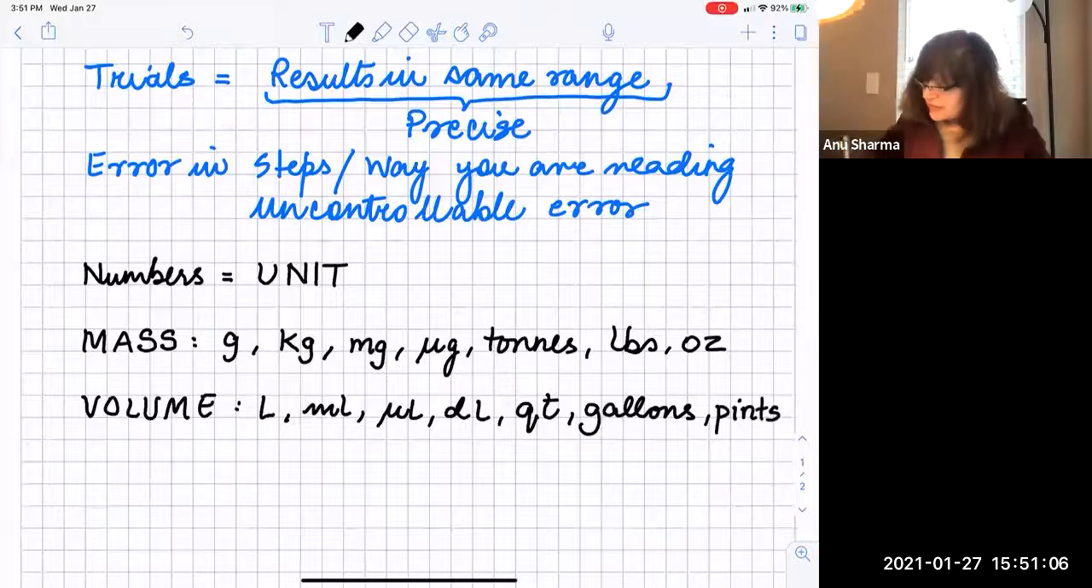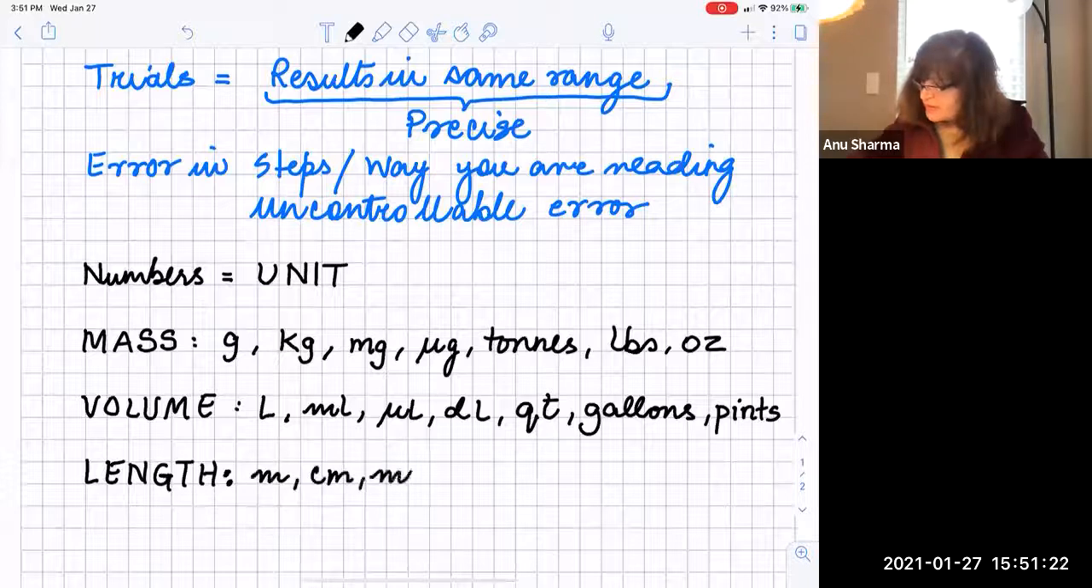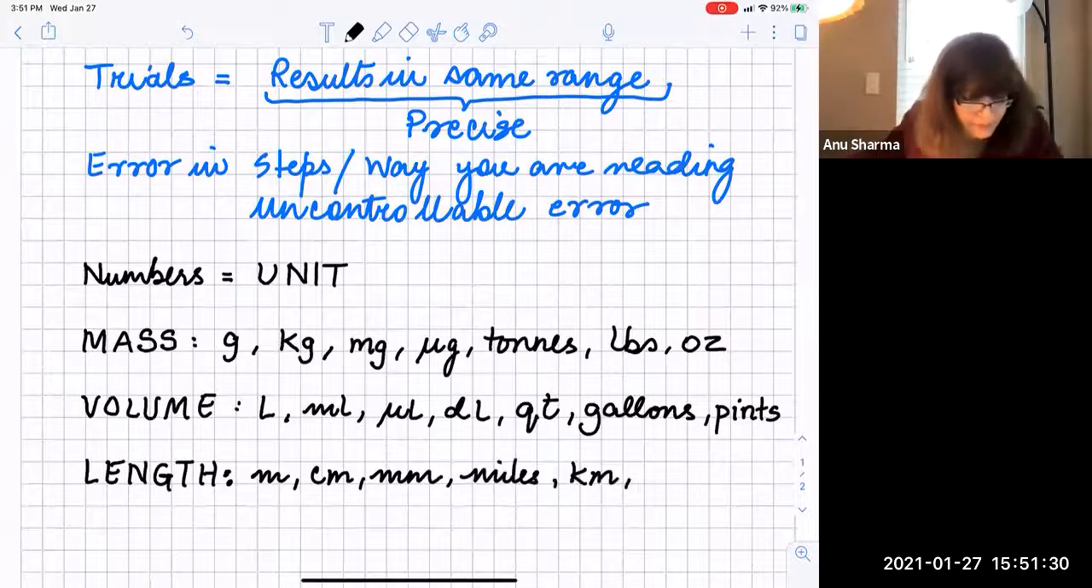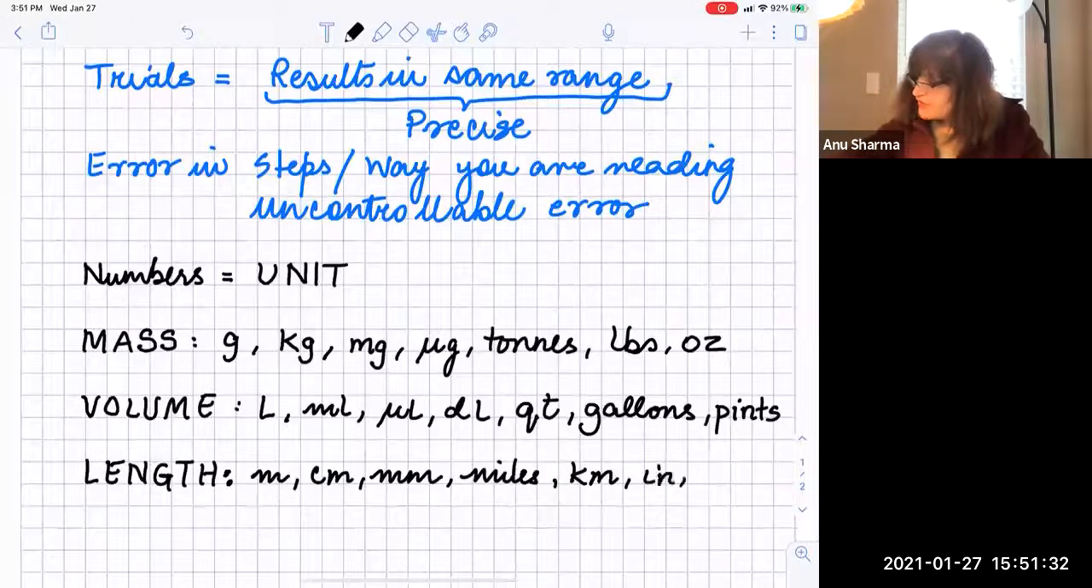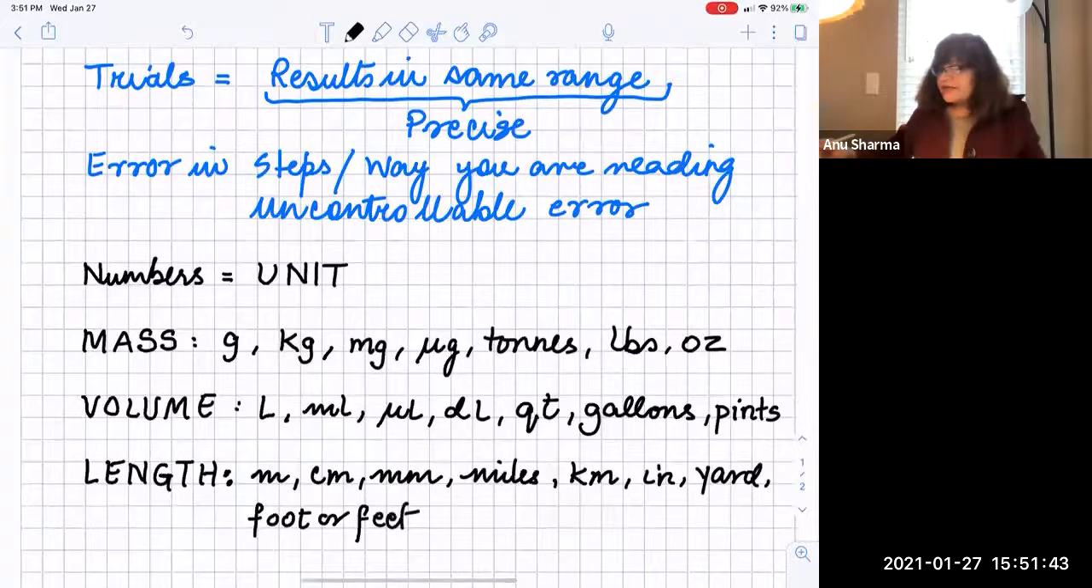Okay, next let us do one more, for length. Meters. Very good. And centimeters. Yards. Feet. Miles. Kilometers. And inches. Very good. And one more. Nanometers. Okay, all right. So these are just general ones.